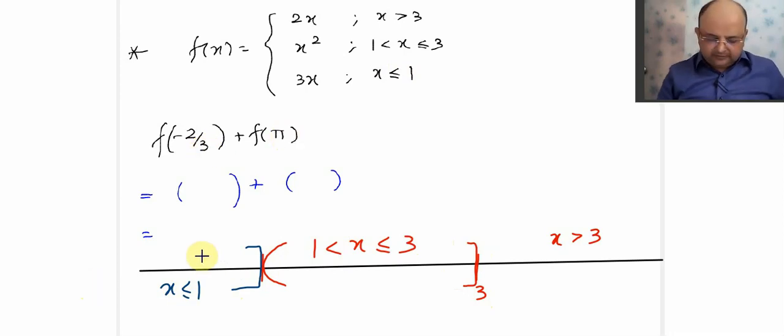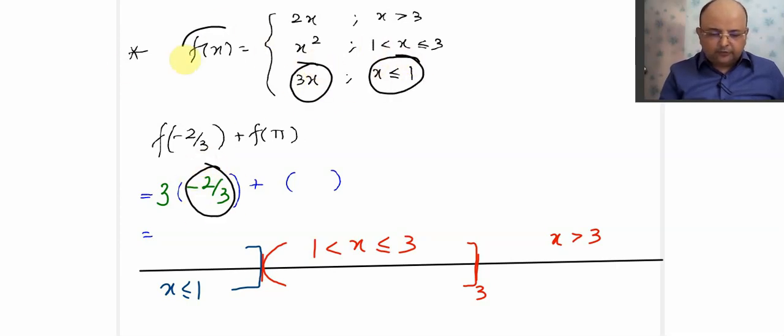Negative 2 by 3, does it come here or here? Where does it fall? Negative 2 by 3 lies here. Am I right? Negative 2 by 3 is less than 1. So when x is less than 1, I apply this formula. So this is 3x, but your x is minus 2 by 3. Hope you understand. Negative 2 by 3, I repeat, is less than 1, so I have to go for this definition of f of x, that is 3x. But what is your x? Your x is negative 2 by 3. Okay, f of pi.